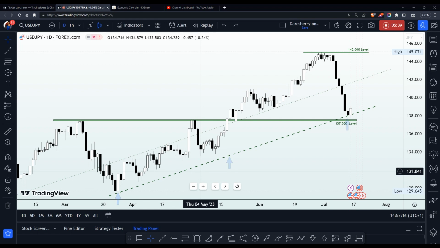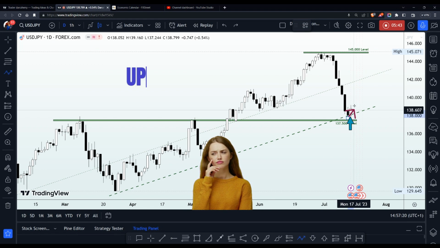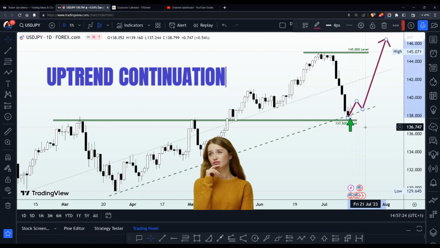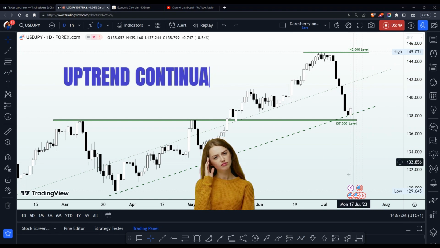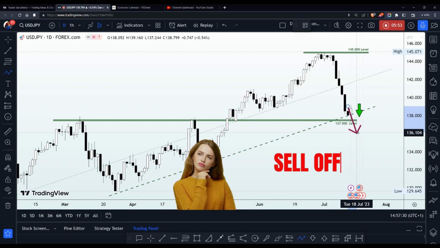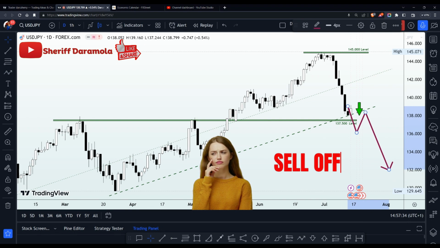Now, the question going into the new week is, will price action respect the ascending trend line one more time to incite another wave of bullish momentum? Or are we going to be seeing a situation where price will break down both the trend line and the 137.500 level to incite a bearish move to the downside?